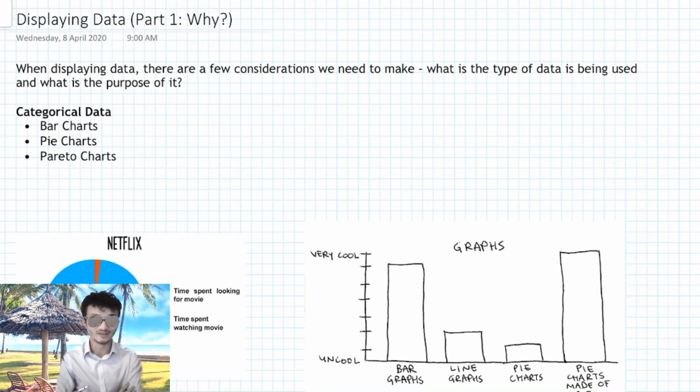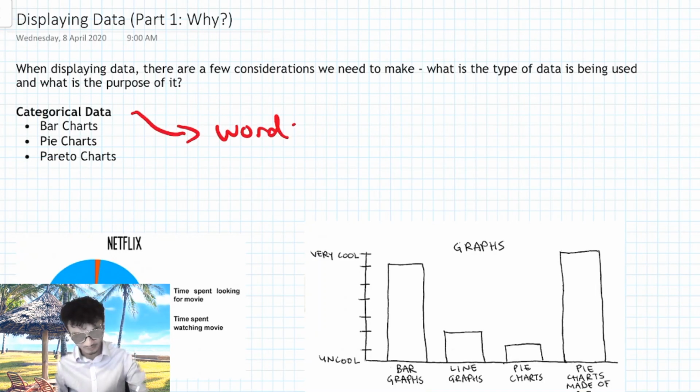Alright, so we're looking at displaying data, and before we kind of start, there's a few considerations we need to make. First of all, what kind of information do we actually have here, and what do you actually want to do with it? That's really important when we think about displaying the data that we have. Now for categorical data, so that's stuff that we generally use words to represent, we have a few options. We like to use bar charts, we like to use pie charts, and there's a new one that we're going to look at in this topic. It's called Pareto charts, right?